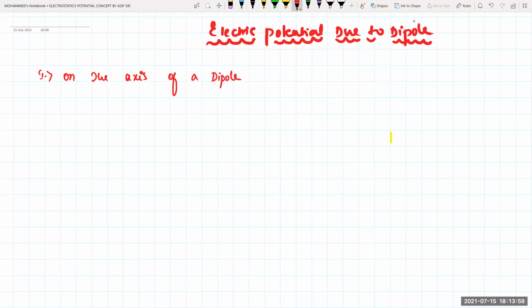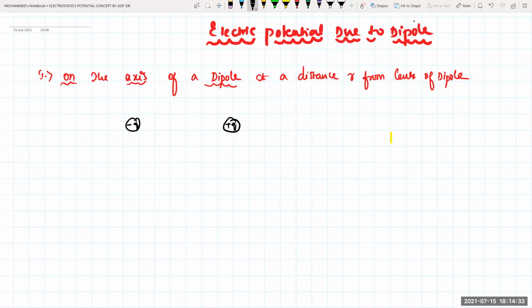What is a dipole, beta? Magnitude of the charge into the distance between them, q into 2l. So on the axis of a dipole at a distance r from the center of the dipole. If I'm talking about the axis of your dipole, let's say this is your negative charge and this one is your positive charge.